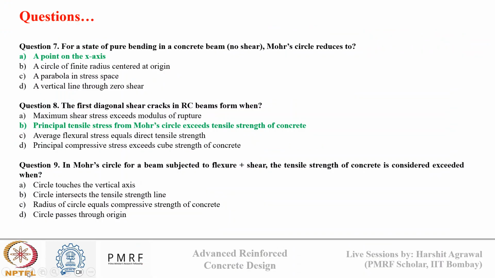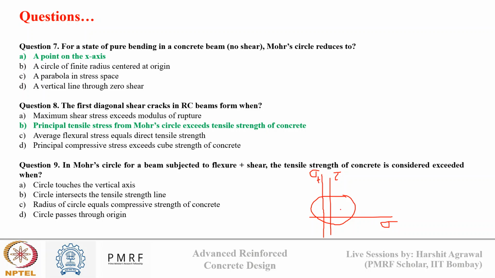Okay, so for this question, the correct answer will be C. How? Suppose this is my Mohr circle that I have drawn. Now this is my shear, this is my flexure, and I know this is my tensile strength of concrete. And this is the value for tensile strength.